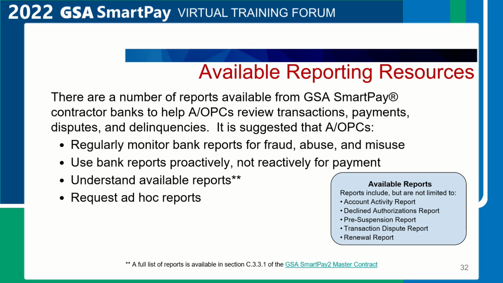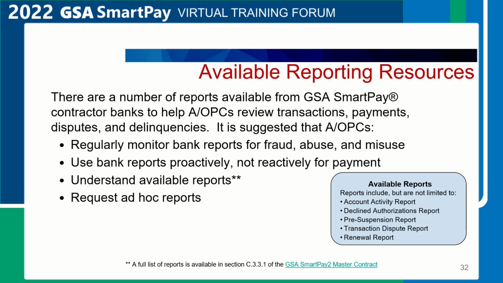We're going to talk a little bit about some bank reports that are beneficial for AOPCs to help manage your program. We will just go over a few of them here. There's an account activity report, and this report consists of summary totals for a reporting period by fiscal year, by card, and agency organization. This report is generally used at all levels to attain and manipulate any program data.